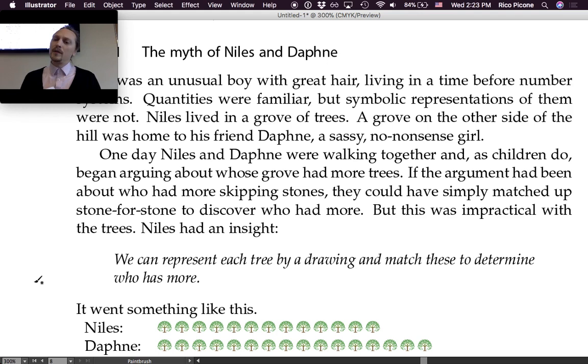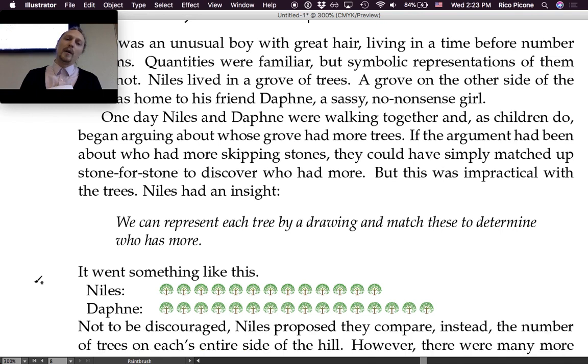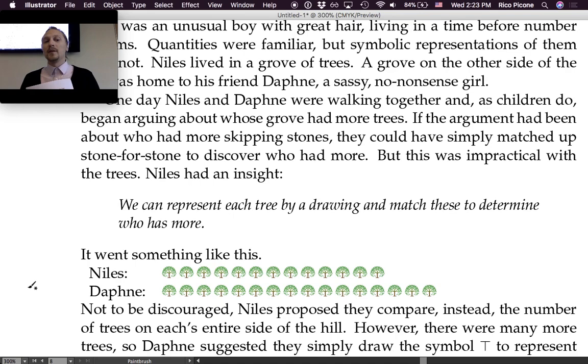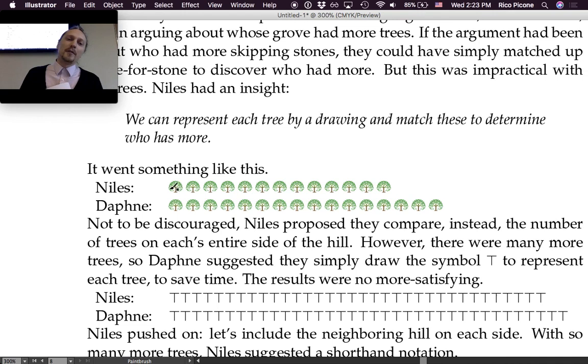Niles had an insight. We can represent each tree by a drawing and match these to determine who has more. It went something like this. They drew a tree for each of Niles' trees and a tree for each of Daphne's trees. They discovered, of course, that Daphne had more trees in her grove.